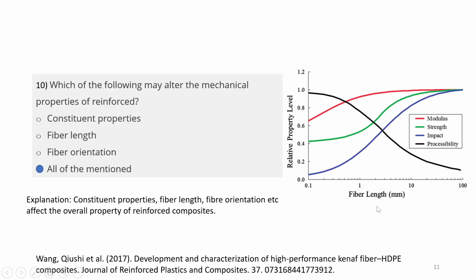And here, with changing fiber length, you can see how the various properties change. So the blue one is impact. Impact strength will keep on increasing with increasing fiber length. And the strength will also increase. Modulus will also increase. But processability will keep on decreasing as the fiber length keeps on increasing. Okay, so all these options affect the overall properties of reinforced composites.